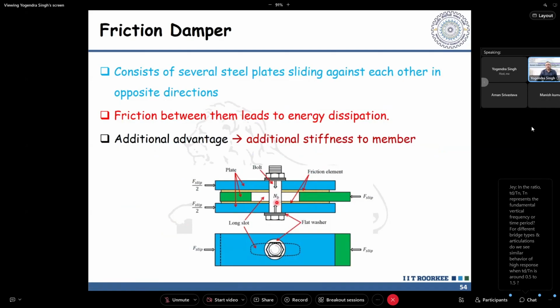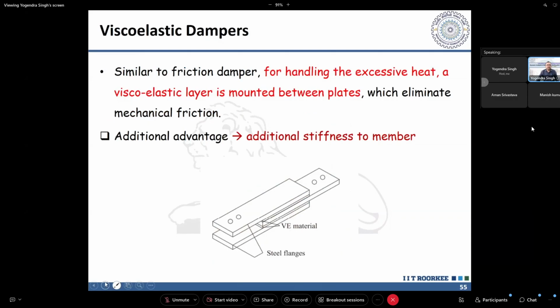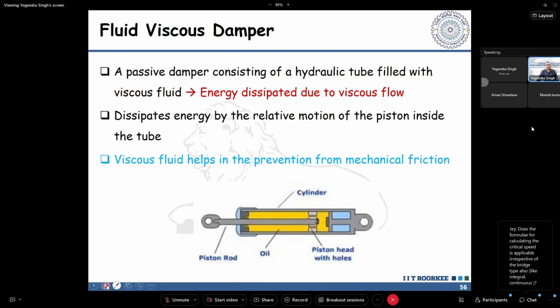Then we have friction dampers. In friction dampers, as you know, it works on the principle of friction. It is dissipating the energy. So these can be added additionally to our bridge. Then we have viscoelastic dampers, where between two plates, the viscoelastic material is used, and it is giving us the elastic behavior as well as energy dissipation. And this fluid viscous damper, which I was talking about. So the idea is to dissipate the energy which is imparted by the moving vehicles over the bridge. We can dissipate this energy.